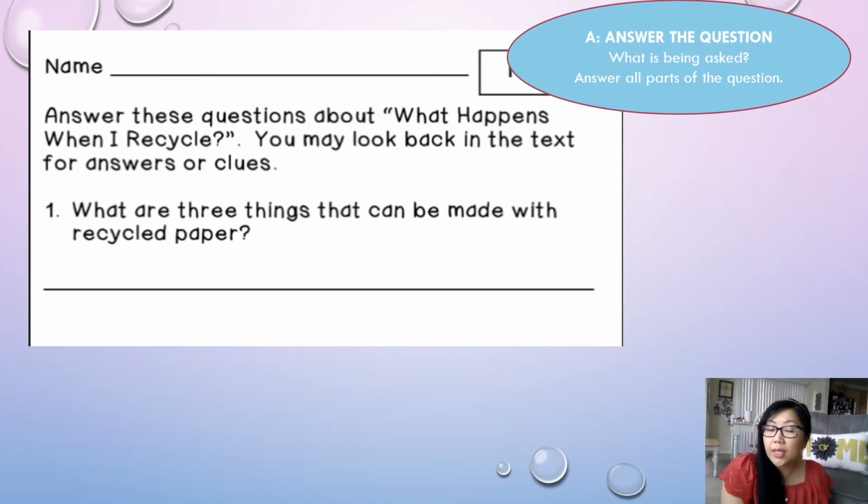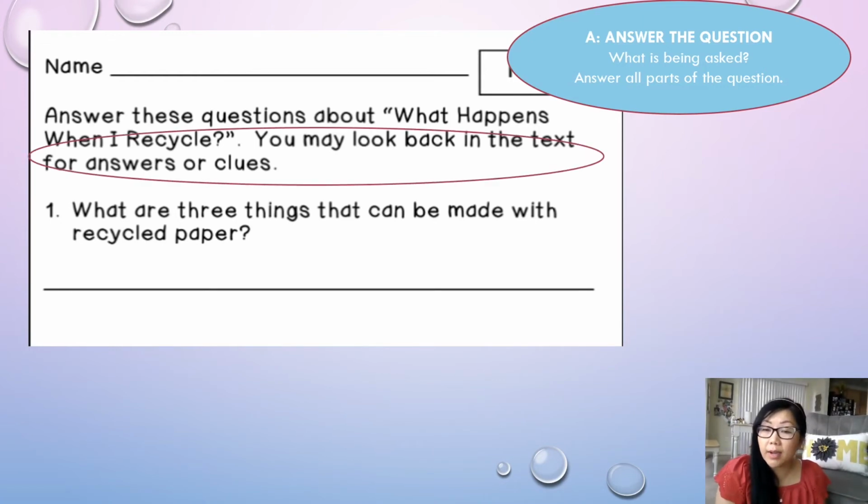But before we answer the question, I want to remind you that you can actually go back in the text to look for answers or clues. Boys and girls, we highly encourage you to do this because then you're not guessing. If you're going back to the text to look for clues or answers, you're not guessing. You can tell your teacher, and you can justify and say, I know my answer is correct because I found the answer right here in the text.